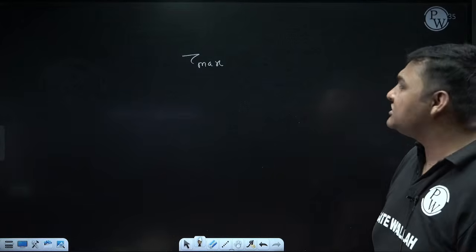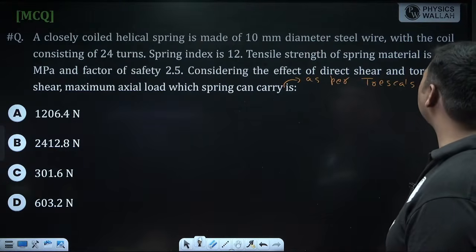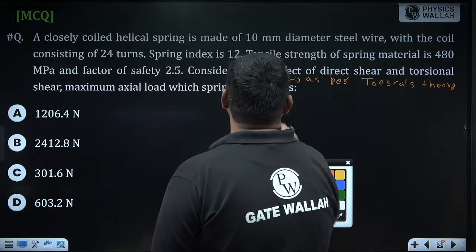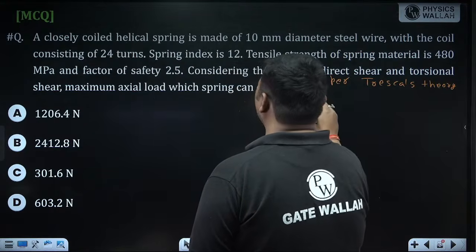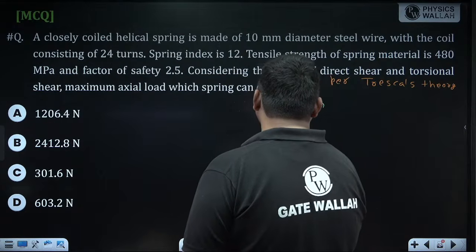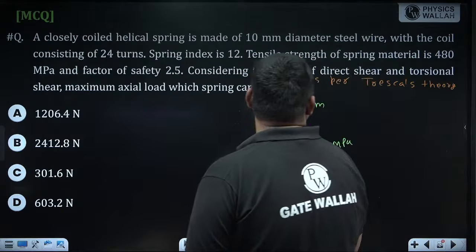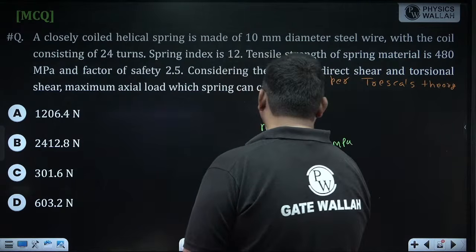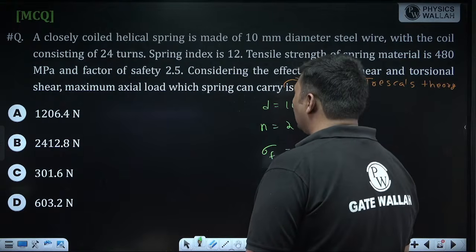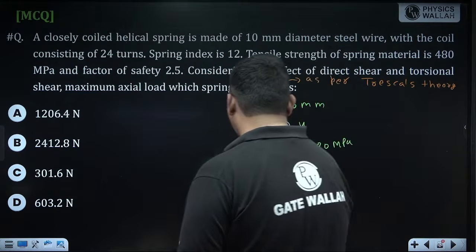Suppose tensile strength I am denoting as... first I am writing the given data, it will be better. Wire diameter small d is 10 mm, number of turns n is 24. Tensile strength, suppose I am denoting as sigma f, it is 480 megapascal, or you can denote it as SUT. Factor of safety is 2.5. We have to consider the factor of direct torsion shear. We have to calculate the maximum load which the spring can carry. Suppose that I am denoting as P.